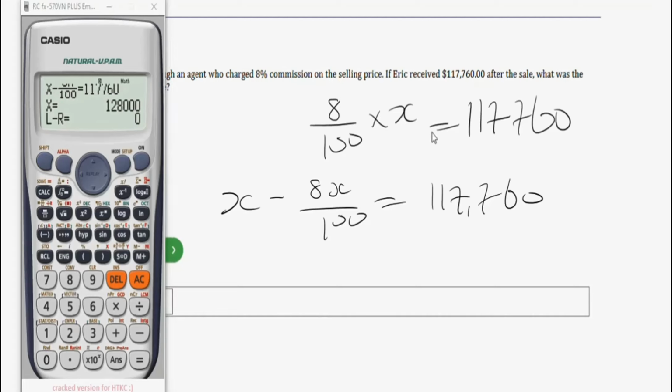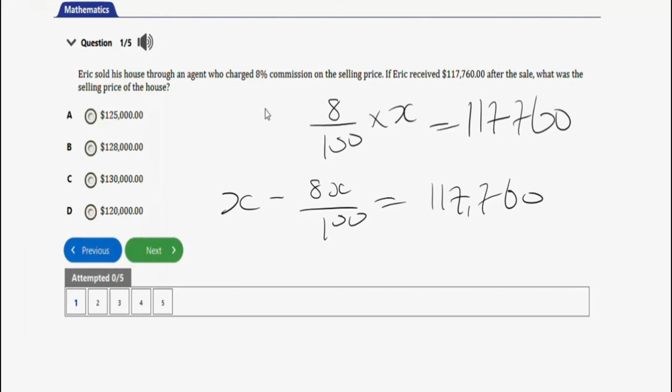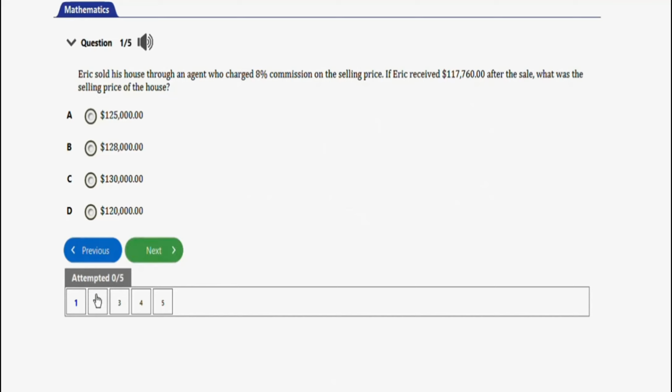So this shows that the house was sold at $128,000, option B. What was the selling price of the house? $128,000. So that's how you can solve this problem. Let's wipe this now. So the next repeated question will be this one.